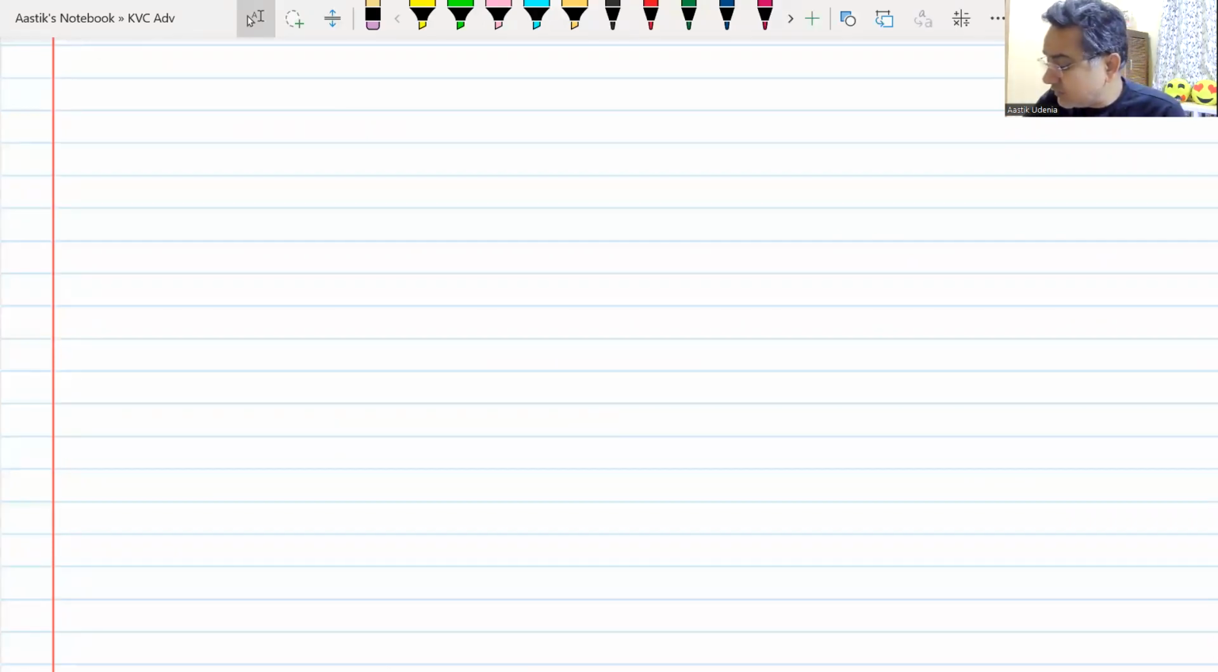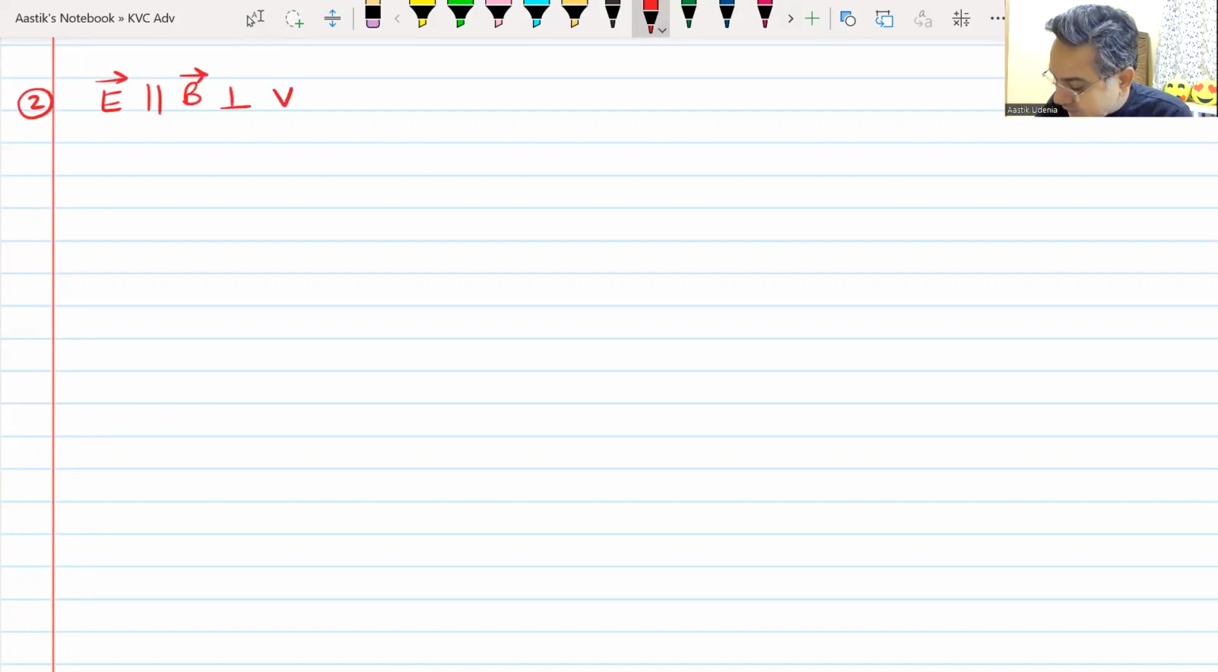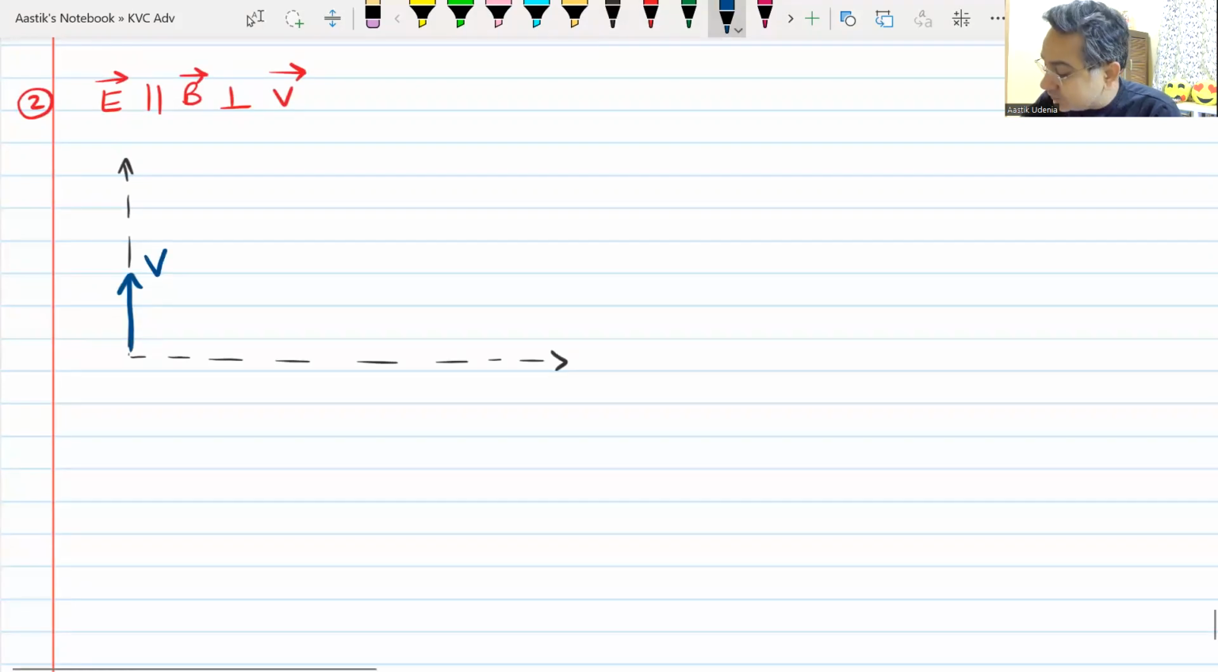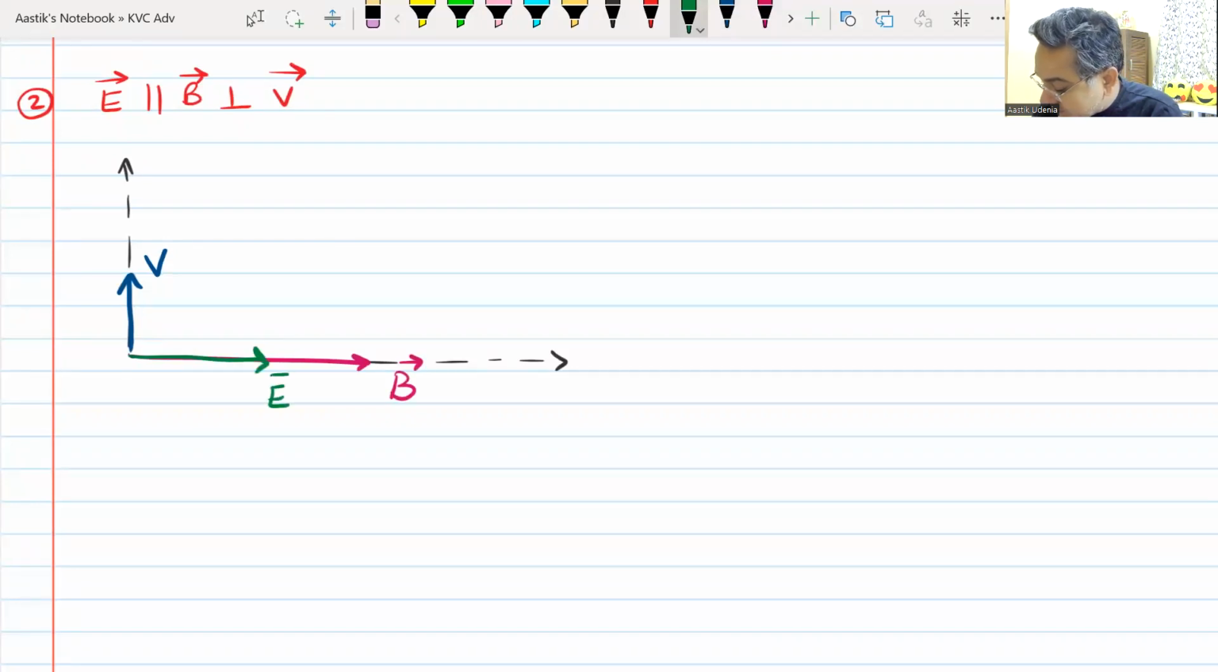And the next case is like this. Case number 2: the electric field is parallel to the magnetic field, and let us say it is perpendicular to the velocity. If I draw this diagram, the diagram may be like this. Your velocity may be like this, your magnetic field may be like this, and your electric field may be like this.